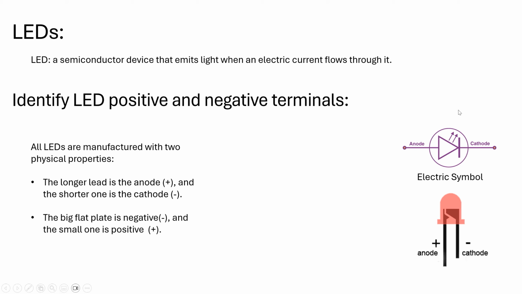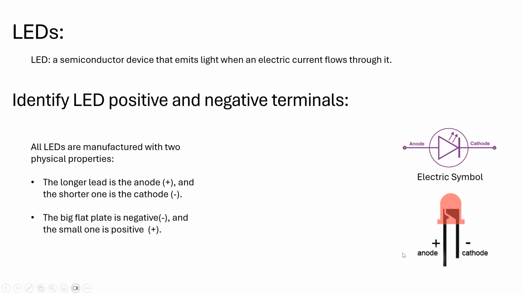Here is the electric symbol. Anode is positive, cathode is negative. It looks like a diode, but the difference is that in an LED we have two arrows, but in a diode we don't have these two arrows. How can we identify the positive and negative terminals in an LED?